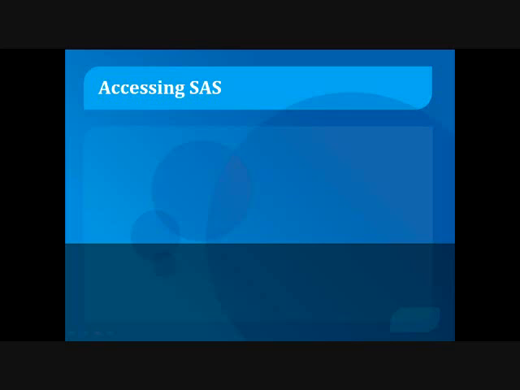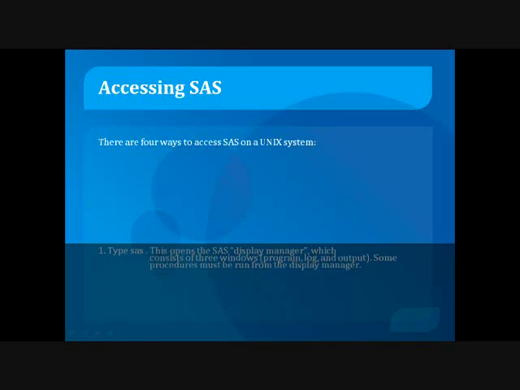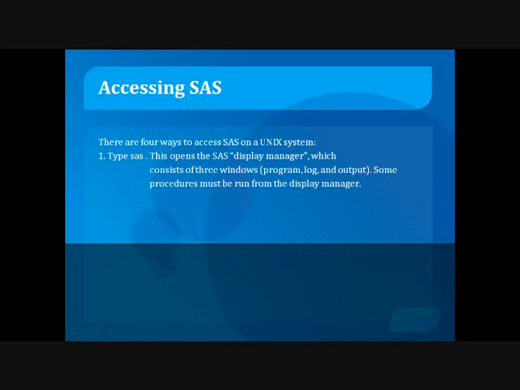Accessing SAS. There are 4 ways to access SAS on a Unix system. Type sas. This opens the SAS Display Manager, which consists of 3 windows: Program, Log and Output. Some procedures must be run from the Display Manager.